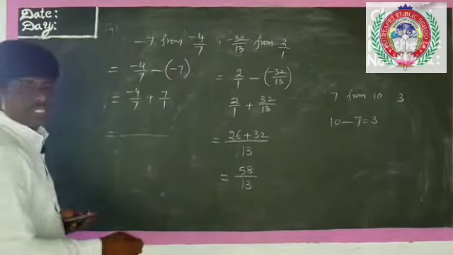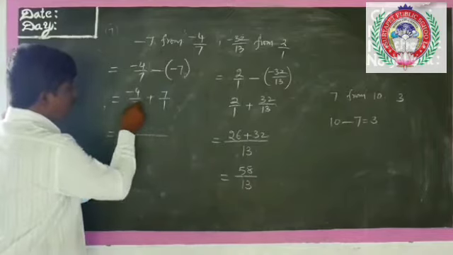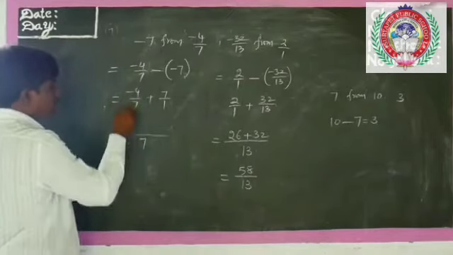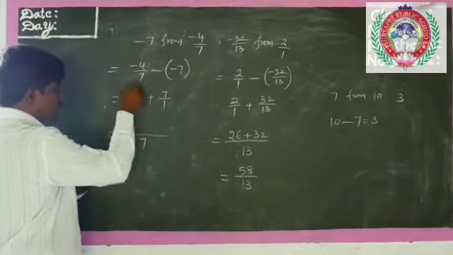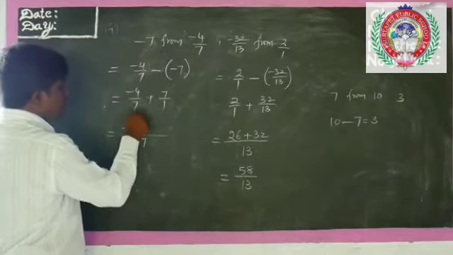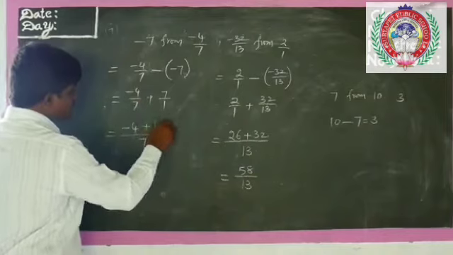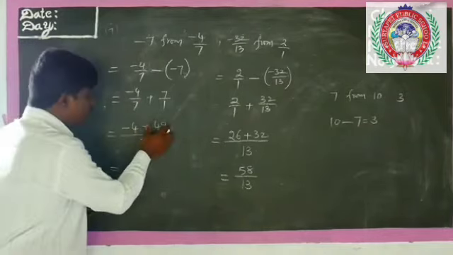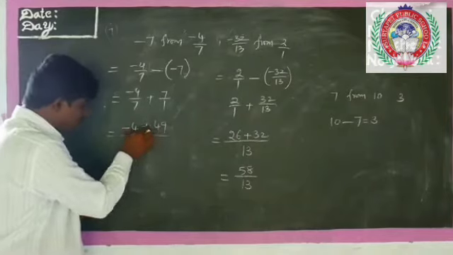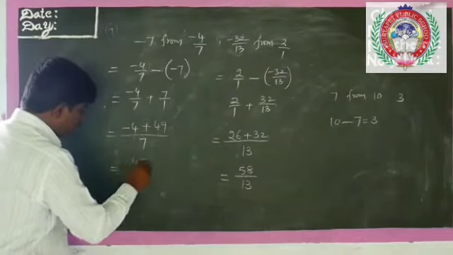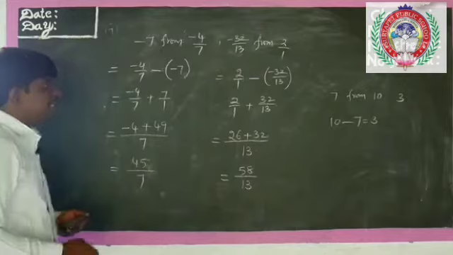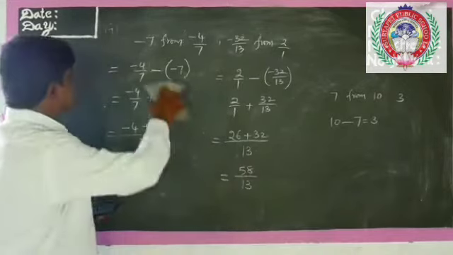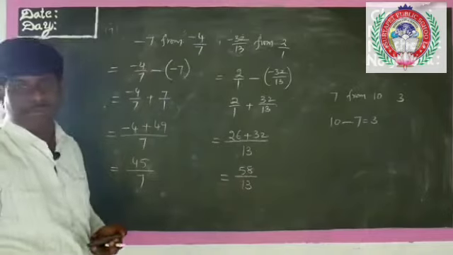Again same procedure. Product of two denominators. 7 ones are 7. Apply cross multiplication. 1 into minus 4, minus 4 plus 7 sevens are 49. So plus 49 minus 4. It means 49 minus 4, it is 45 divided by 7, right? So expressing these numbers in an order is very very important.